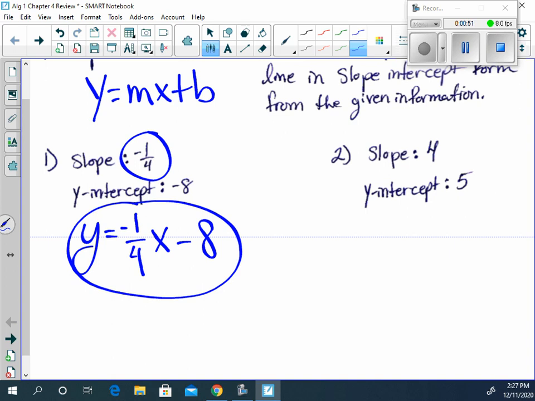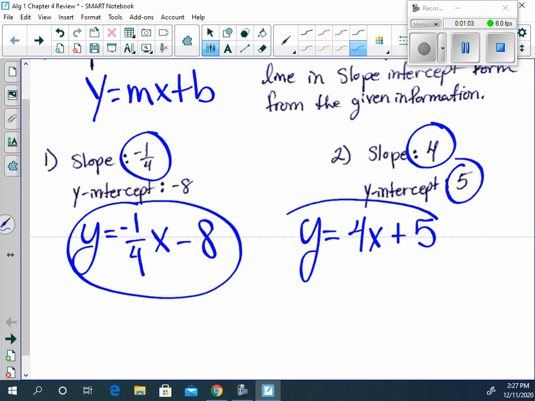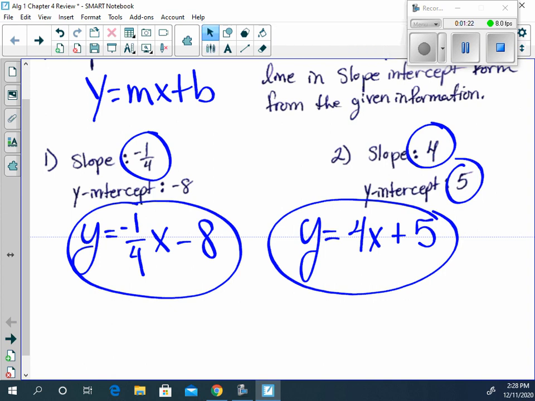Well, this other one here, we do the same thing. y equals, well, the slope told us 4x plus 5, because that's the y-intercept. Questions on this here so far? Okay. You ready for the next ones? No questions on this here?